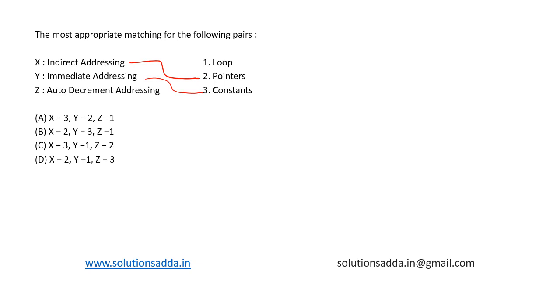Before determining the effective address, the value in the base register is decremented by the size of the data item which has to be accessed. This is what happens in auto decrement addressing mode. This is used essentially in looping. So Z refers to 1. Now based on the options, we have option B: X refers to 2, Y refers to 3 and Z refers to 1. Option B is the correct answer.